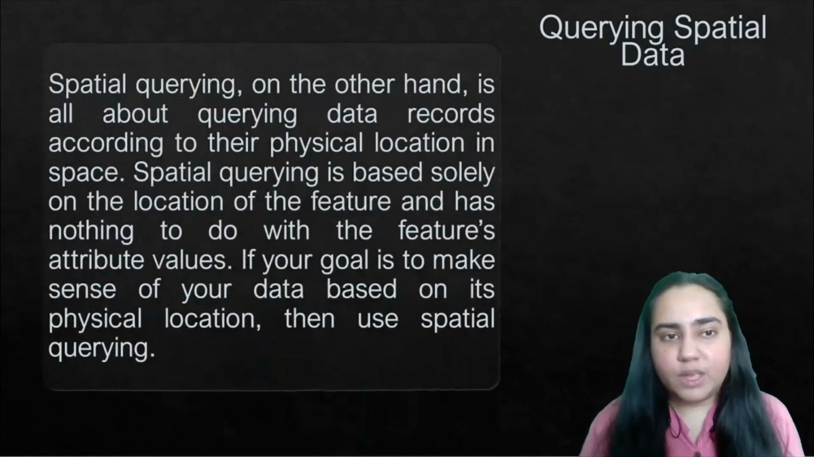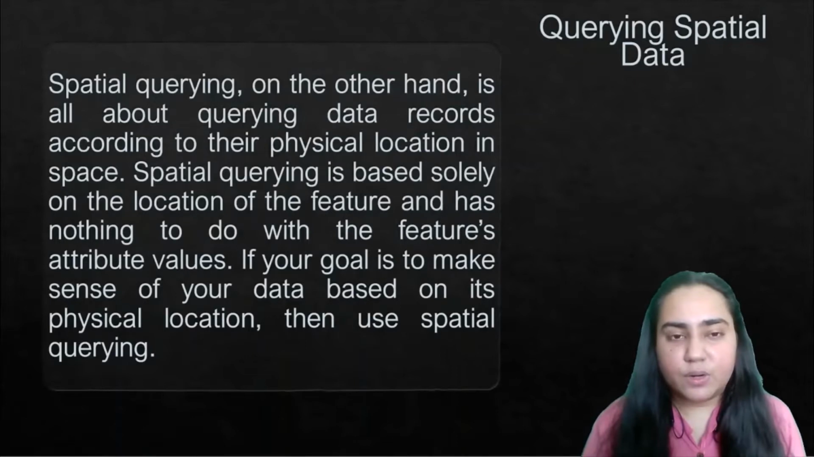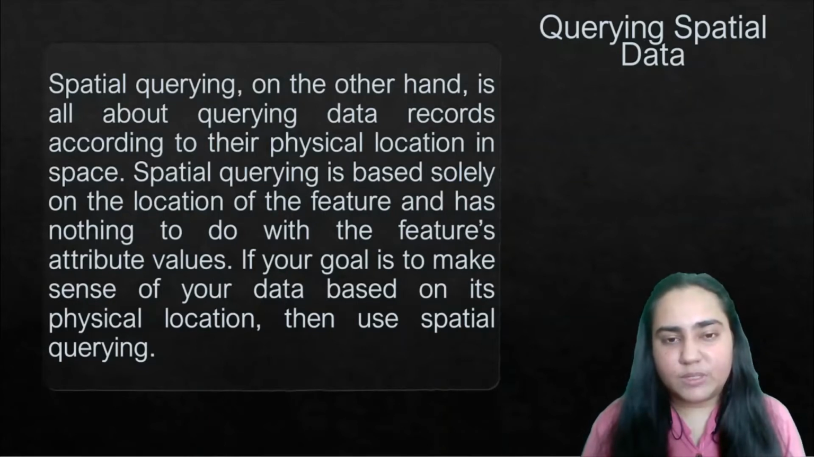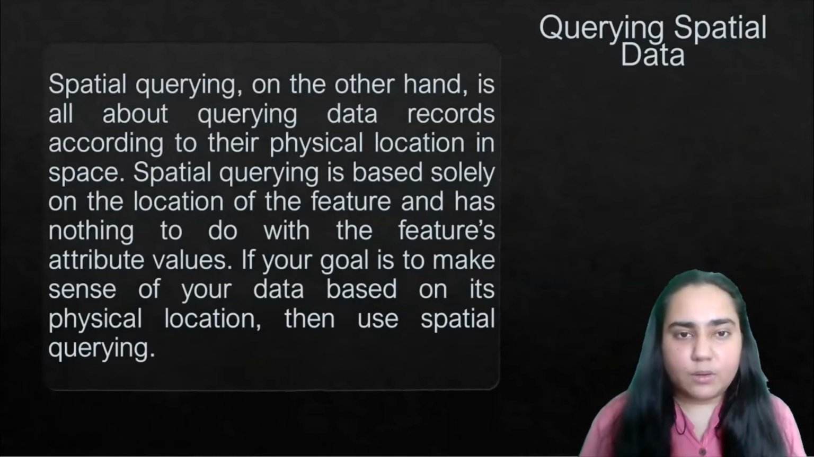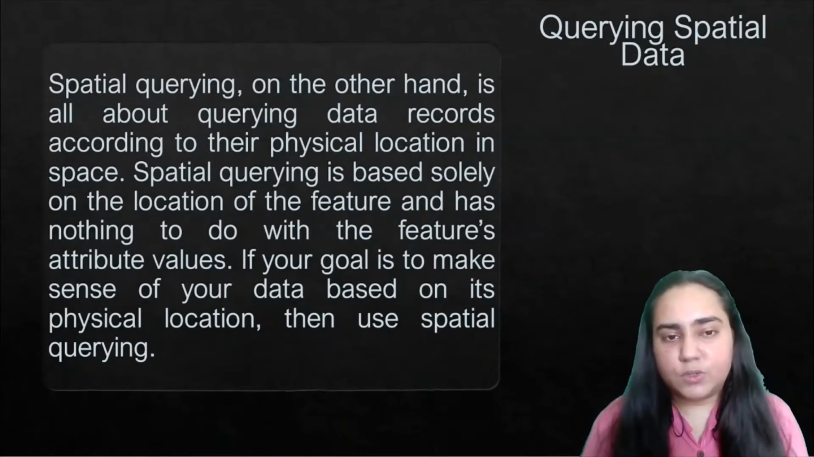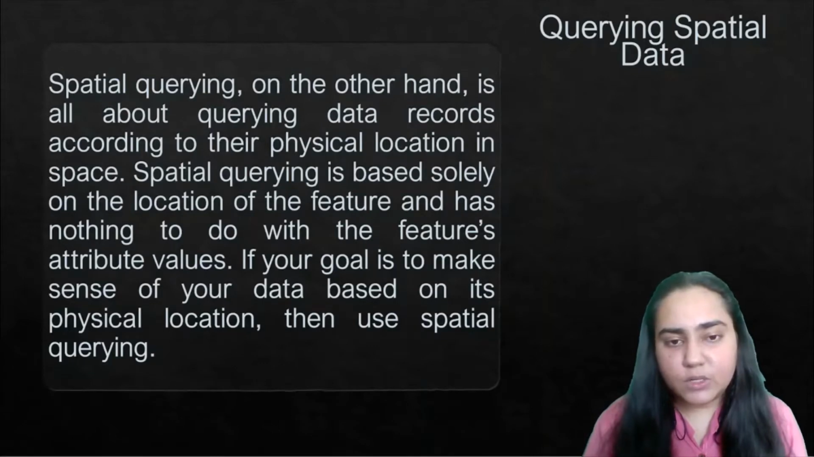Spatial querying, on the other hand, is all about querying data records according to their physical location in space. Spatial querying is based solely on the location of the feature and has nothing to do with the feature's attribute values. Attribute values could be something like how much snow is there, how much heat is there, but all that is just set aside, and you just want to find where the place is located. So if your goal is to make sense of your data based on its physical location, then you would be using spatial querying.